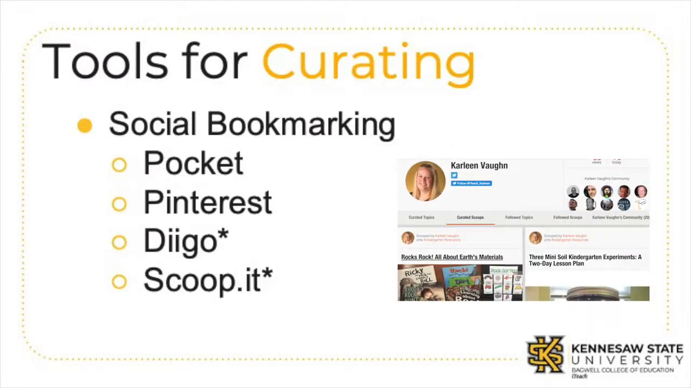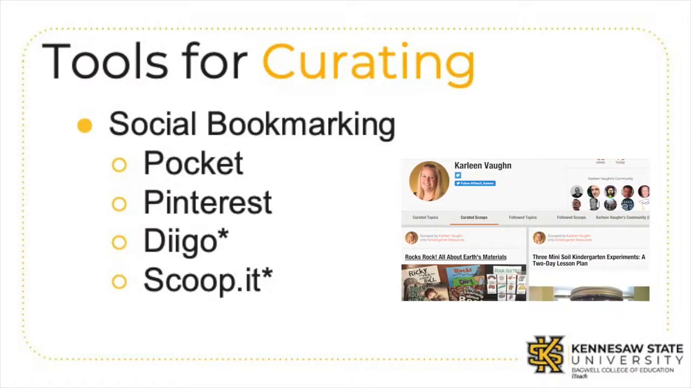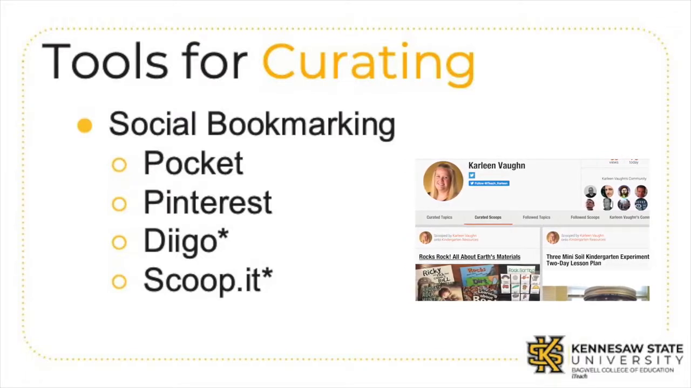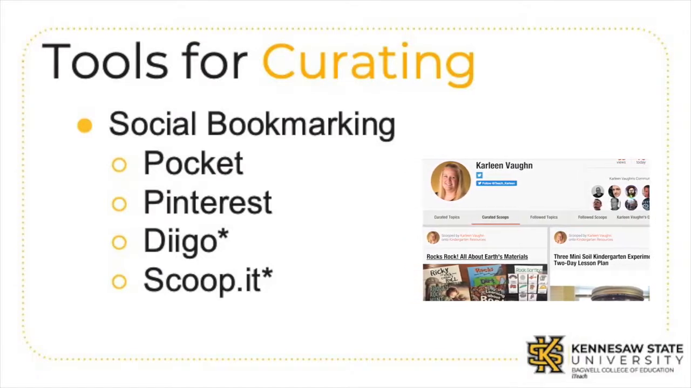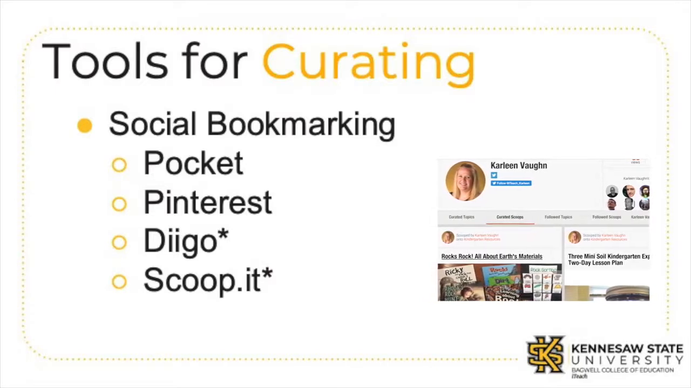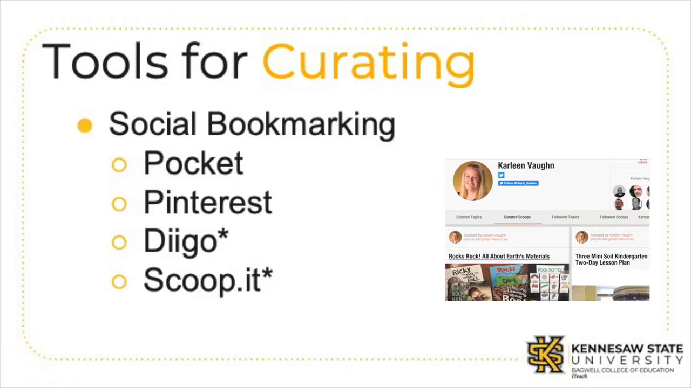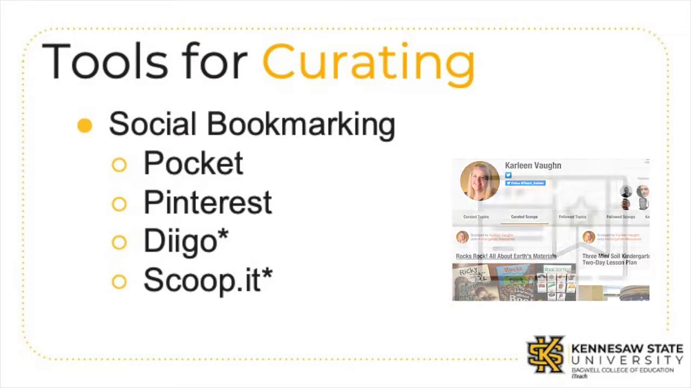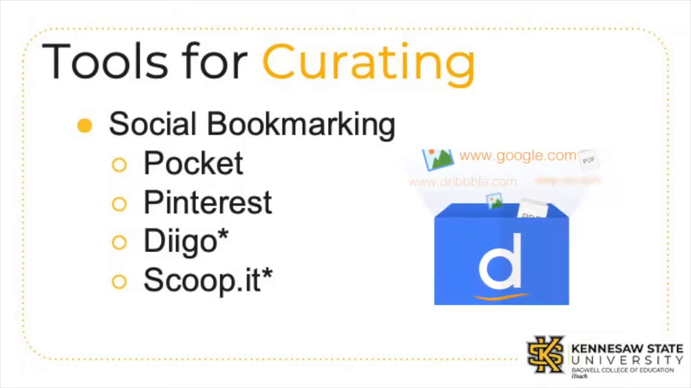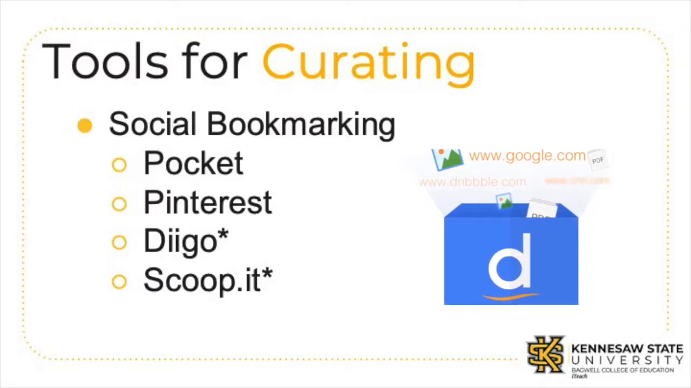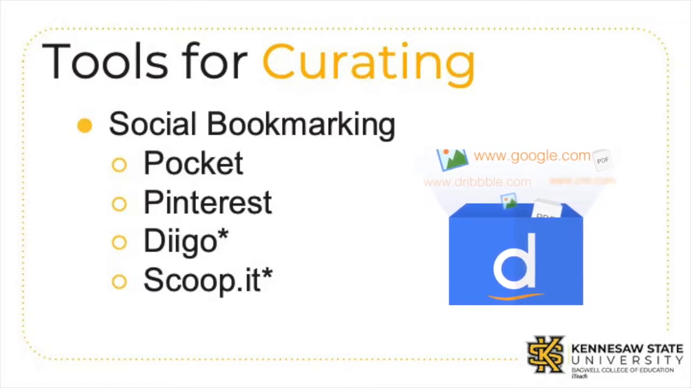Another resource is Scoop It. So for this one, more so than you finding items and attaching them to a Pinterest board or to a Pocket, Scoop It can actually have settings set up that will curate items that you're interested in on a particular topic. Digo is an online research tool that integrates social bookmarking as well as allows you to do web page annotations, tagging, and group collaboration.